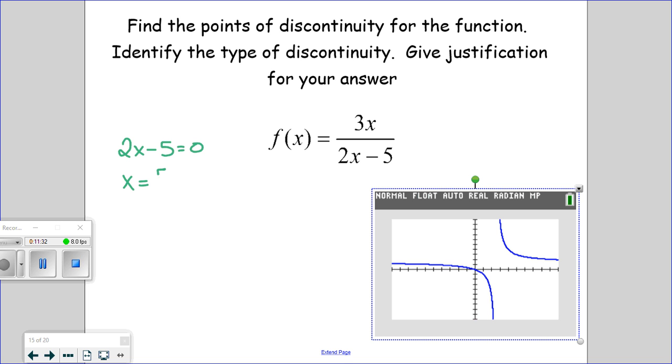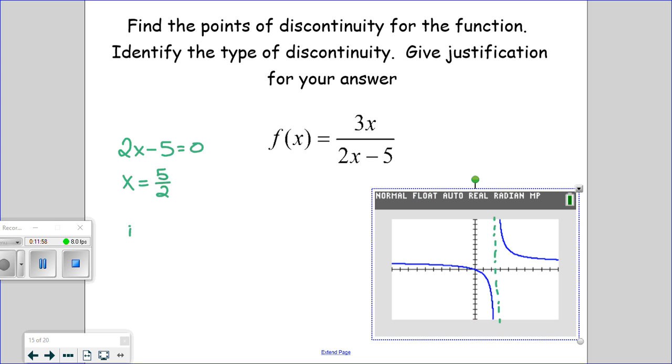Add 5, divide by 2, at 5 halves or 2 1/2, I know there's a discontinuity. Which type? Well, it didn't cancel with anything in there, so it's not removable. It's not a hole in my graph. That's an asymptote, right? As I look at the picture, it 100% supports that. I've got an asymptote running right here at 2 1/2. So if I go back to my 3 options, I would identify it as an infinite discontinuity.